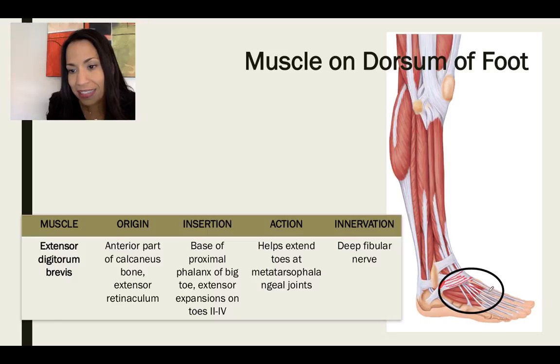The thing is that the tendons insert usually with one in the distal phalanx of the great toe, but usually they insert together with the tendon of the extensor digitorum longus. So same function, the same action of extension of the toes, and the innervation is the same also. All of these are innervated by the deep fibular nerve.